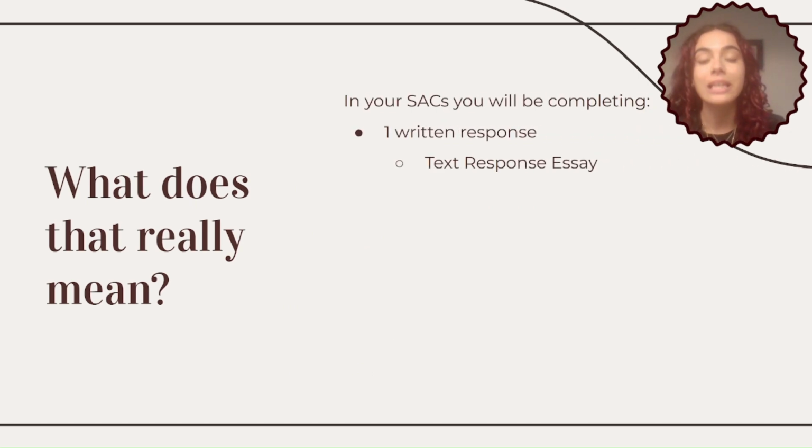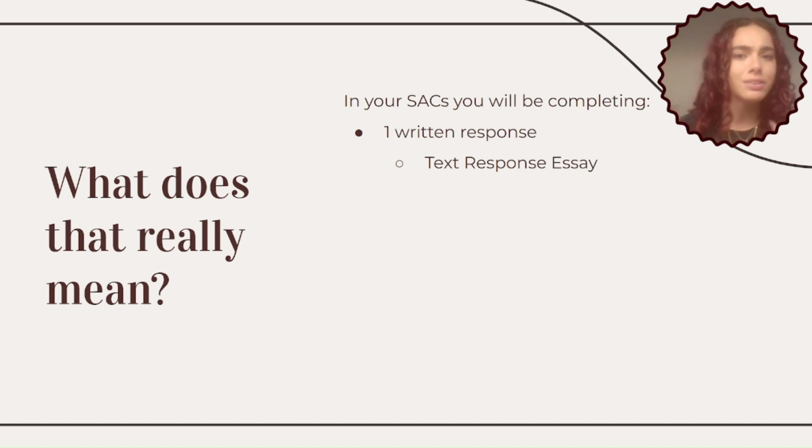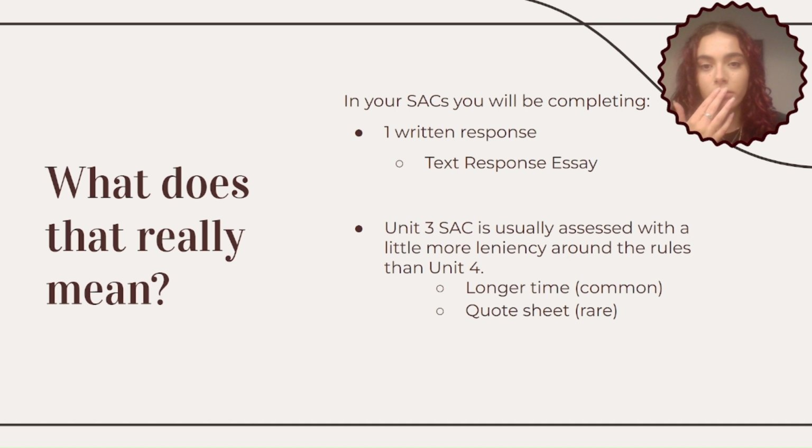In your SACs, as you'll come to understand, SACs vary from school to school. For some they're quite different, in others they're relatively the same. Typically you'll be writing one written response, which is a text response essay, what most people refer to as a text response essay. The Unit 3 SAC is usually assessed with a little bit more leniency around the rules than Unit 4. What this means is that typically schools will give a little bit of extra time in the Unit 3 text response SAC versus what they give in Unit 4.